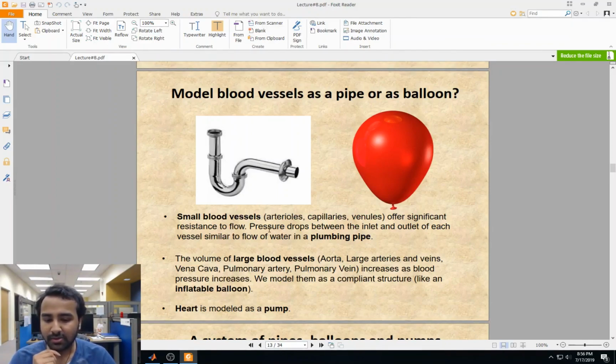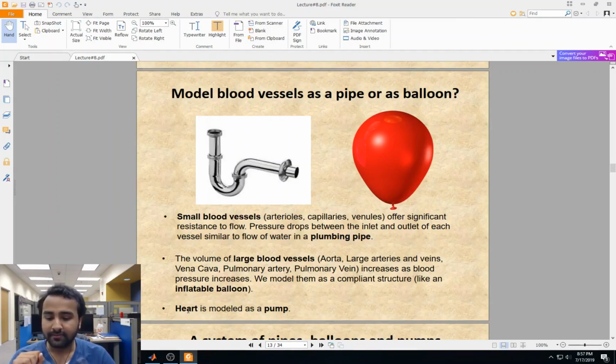And because of that, there's a pressure drop between where the blood enters and where it exits. That pressure drop between those two spots is a lot like water flowing through a very rigid plumbing pipe. And conversely, if you have a very large vessel, so you have the aorta, the large arteries and veins, the vena cava, pulmonary arteries and veins, the very large blood vessels in comparison to very small little capillaries, those actually behave more like what we call balloons, where they can inflate and contract to accommodate all the blood that's pouring into them. So they actually increase in volume as blood pressure increases. So one is like a very rigid pipe for small vessels. The other is for very large blood vessels, and it behaves more like a balloon.